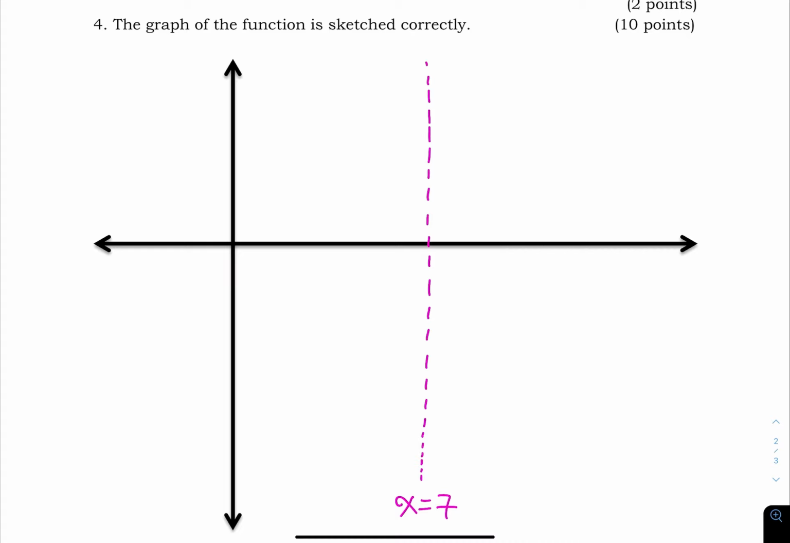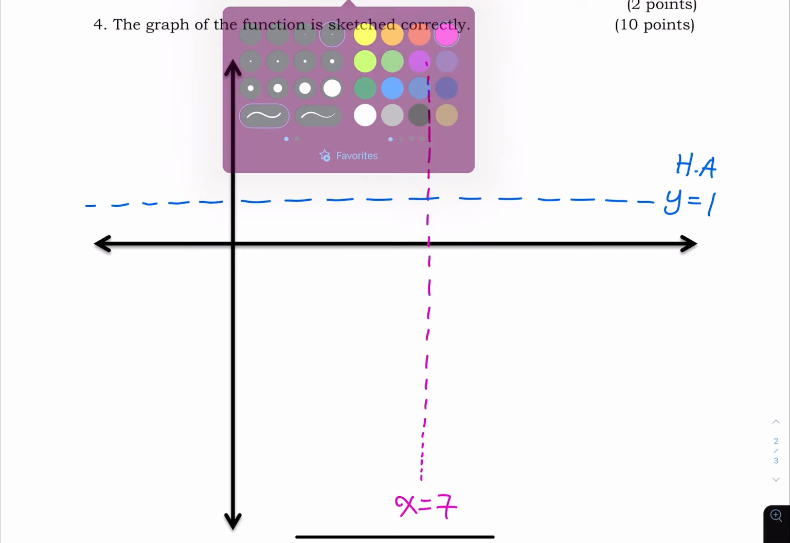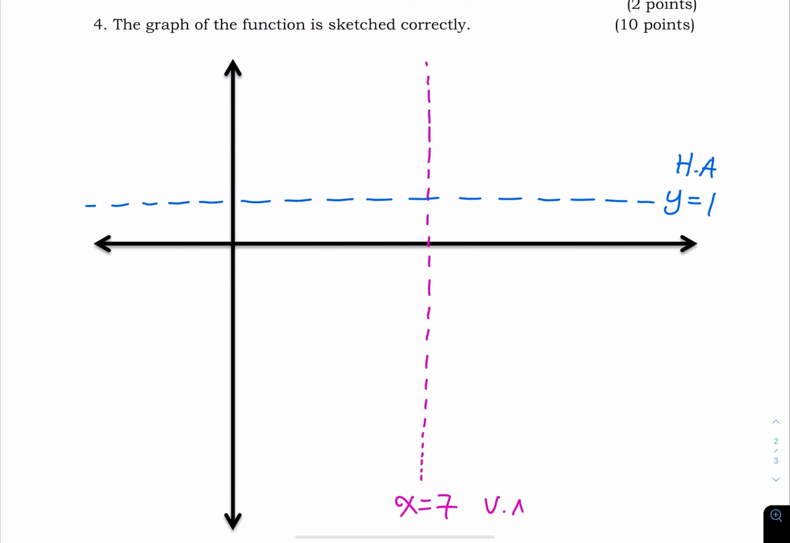And then what about the horizontal? Y equals 1, right? Okay, so there we go. That is y equals 1. That is my horizontal asymptote. And then the other one is my vertical asymptote. There we go. And then what else?